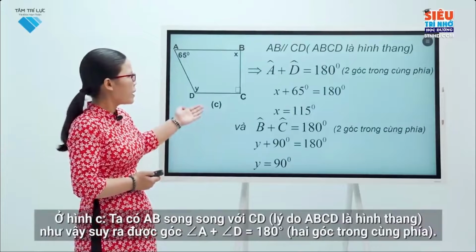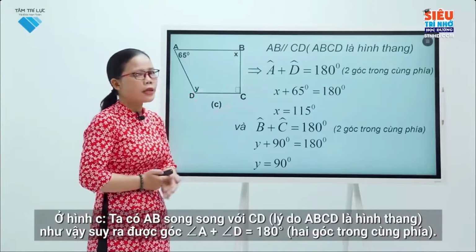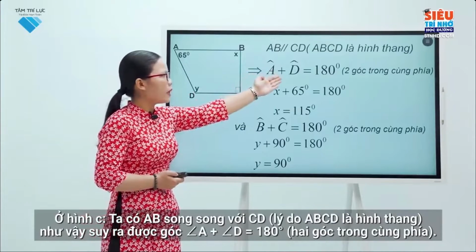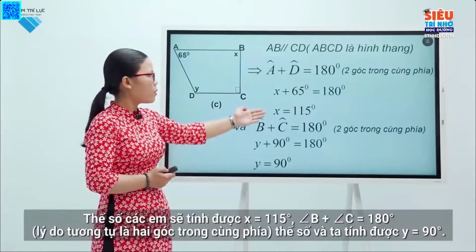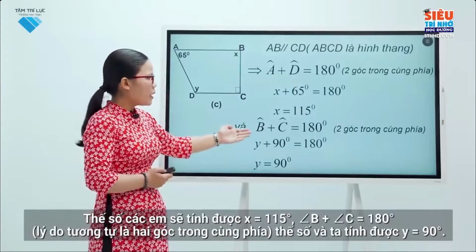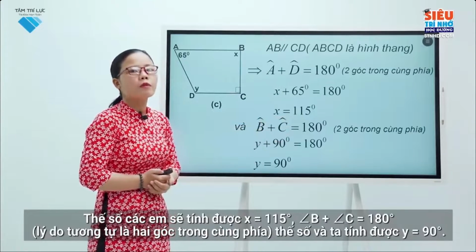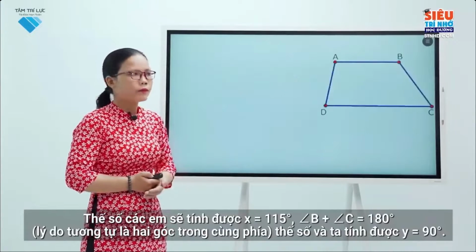In figure C, AB is parallel to CD, ABCD is a trapezium, so angle A plus angle D equals 180 degrees, two adjacent angles. So we get x equals 115 degrees. Angle B plus angle C equals 180 degrees, two adjacent angles. So we get y equals 90 degrees.